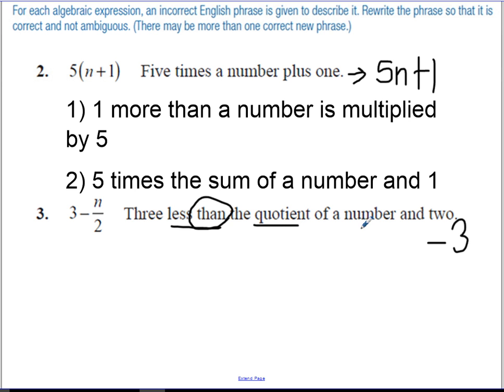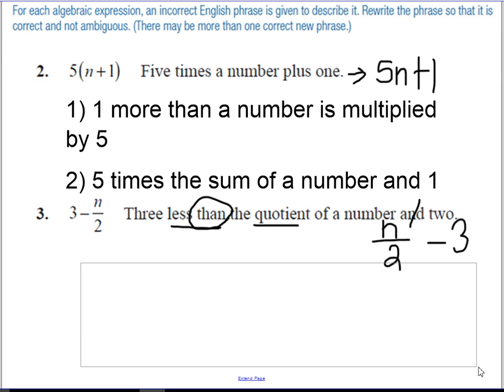The quotient. In math, it's easiest to write the quotient as a fraction. We know that the fraction bar means to divide. So the quotient of a number, so n would be our numerator because it's listed first. The word and means we're switching to underneath that fraction bar, and 2. So the way that it's written is that the fraction comes first and then we're subtracting 3. So that word than is key here of having the order being different.